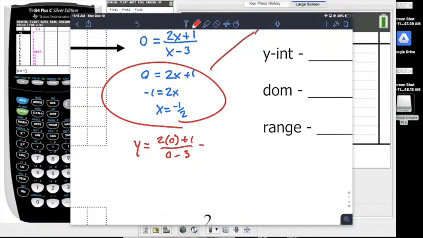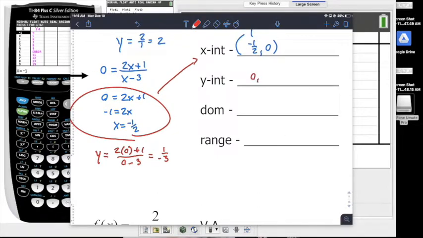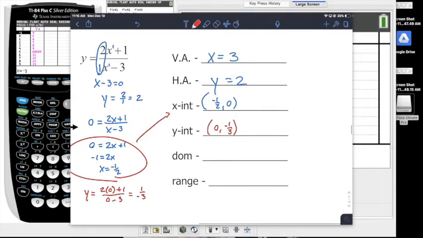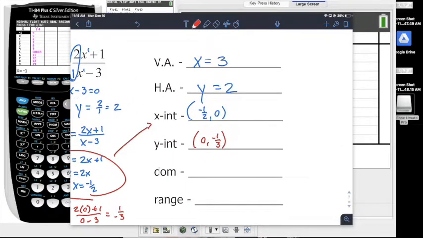All right, and then once you simplify, you're going to get the fraction 1/3 here. And actually, it'll be negative 1/3 here. And we'll write that as 0, negative 1/3. And then your domain and range, that's tied to your vertical and horizontal asymptotes. Domain is from negative infinity to 3, and then from 3 to infinity. And then your range is from negative infinity to 2, and then from 2 to infinity.